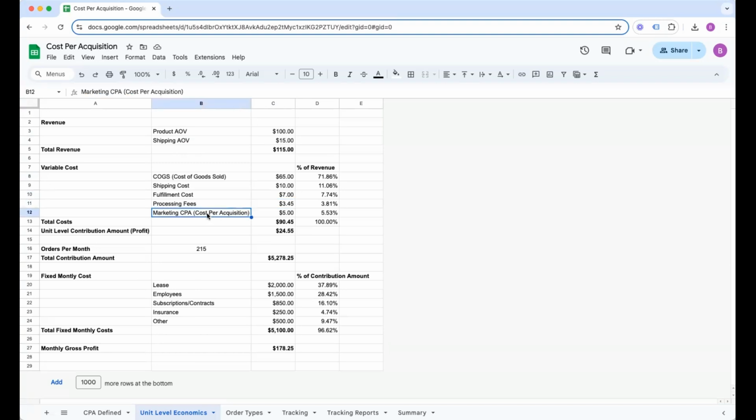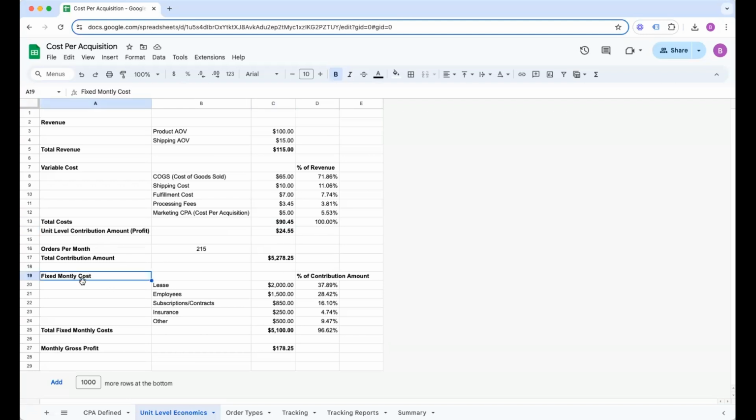Processing fees for credit cards and so forth, maybe around 3% or so is what you're currently running at. And then here's the monster that we're talking about today, cost per acquisition. You roll all those up and there's a total amount of variable cost, and it leaves you with this amount, $24 or so on average per order. It's known as a contribution amount. So now you know how much you're clearing per order.